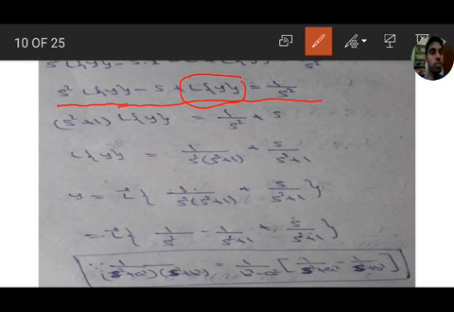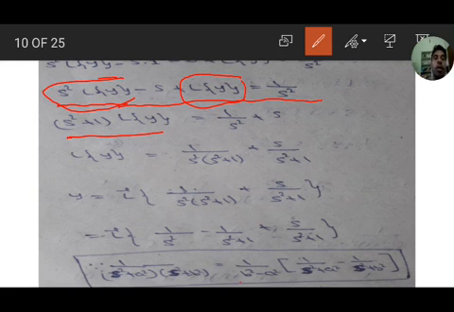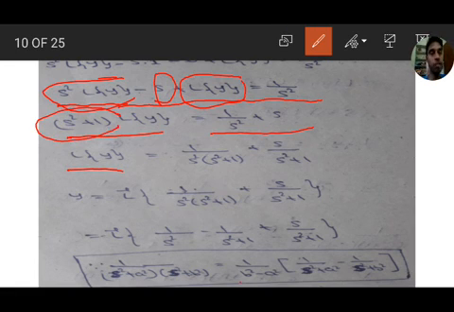Combining the L of y terms, L of y is common, so we get s square plus 1 times L of y equal to 1 by s square, and the minus s goes to the right-hand side as plus s, giving 1 by s square plus s. Therefore L of y equals 1 by s square into s square plus 1, plus s by s square plus 1.